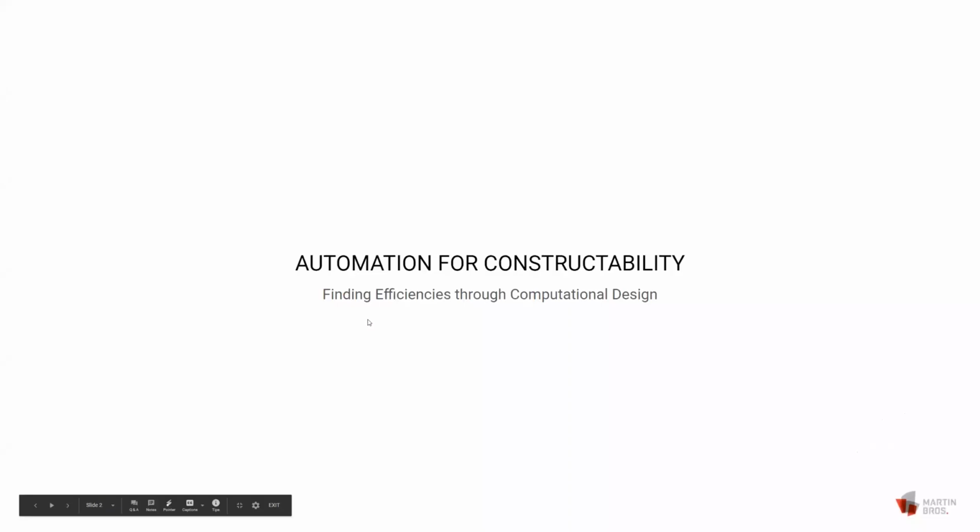Hi, I'm Gillian Chang. I'm a computational designer and the fabrication lead at Martin Brothers. And I'm going to talk about what we're doing on our computational team and how we're leveraging parametric modeling to balance the very real practical constraints of construction with the highly custom geometry of our current project.